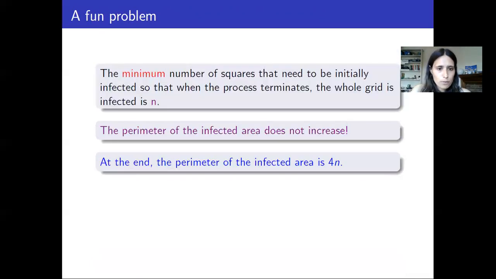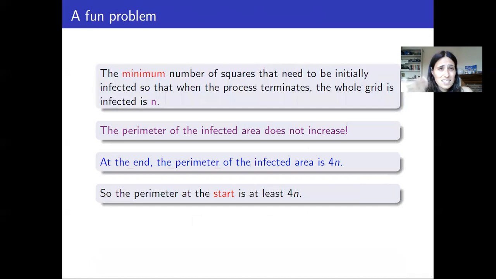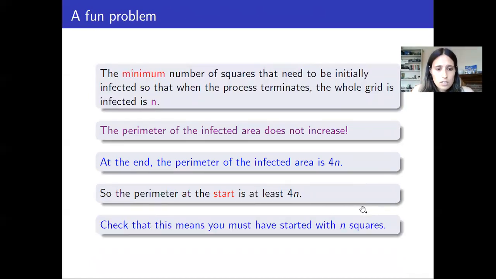So once you convince yourself that the perimeter of the infected area doesn't increase, how do we complete the proof? Well, at the end of our process, the whole square will be infected, so there's a perimeter of 4n. At each step, it hasn't increased. So at the start, the perimeter must be at least 4n. And it's not difficult to check that this means you must have started with at least n squares. So this gives you our matching lower bound.